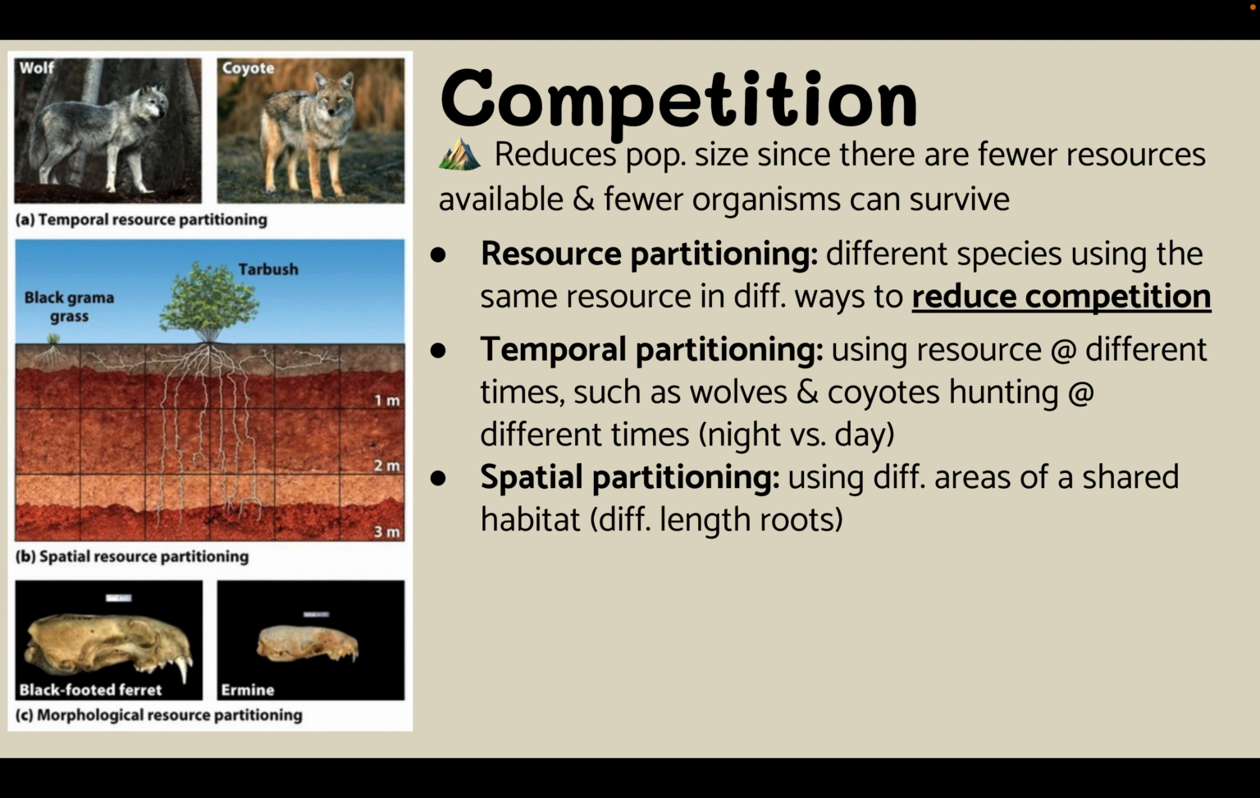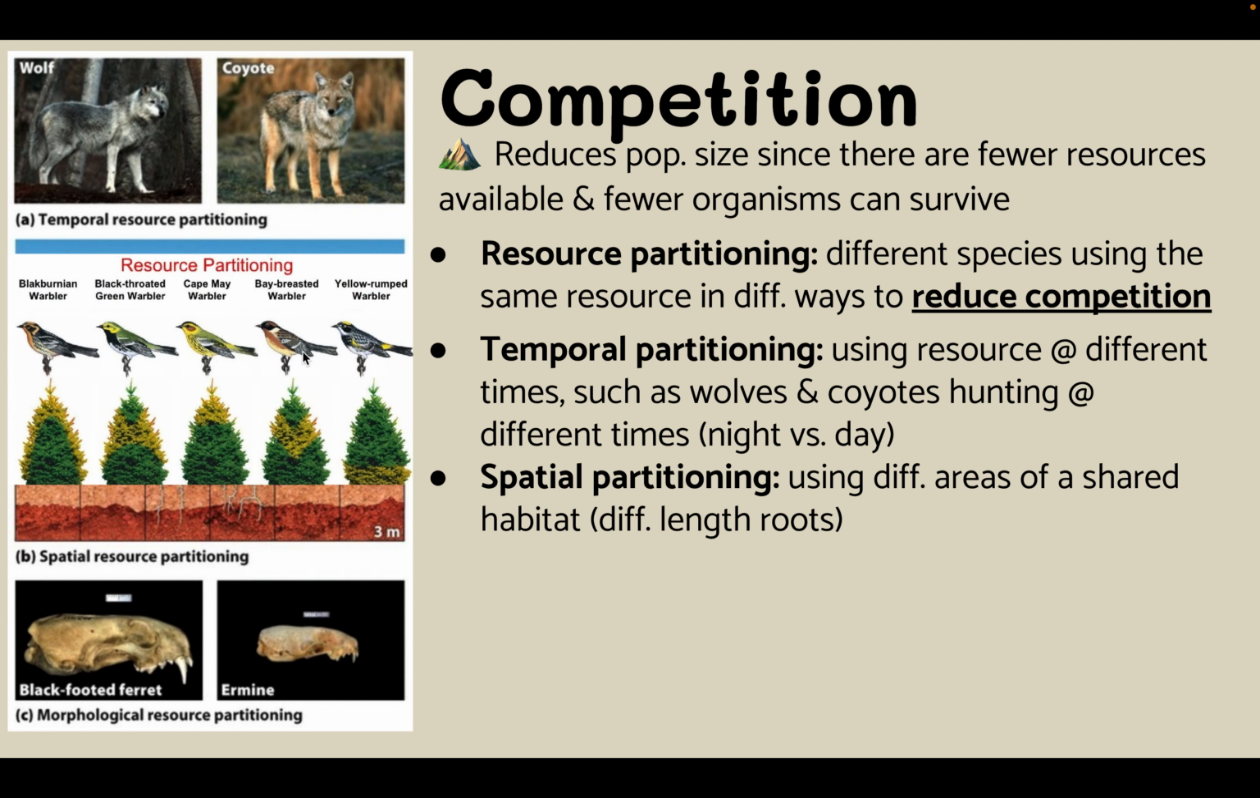You have spatial partitioning, which is using different areas of a shared habitat. An example is different root lengths. For this type of grass, the root length only goes about half of a meter, where the tar bush goes down 3 meters. Keep in mind, that soil is full of nutrients that both of these plants need to survive. If everything was at that half meter, then all the nutrients from here would be taken and neither would do well. But because the tar bush has root lengths that go down much further, both of these plants can survive because of that spatial partitioning.